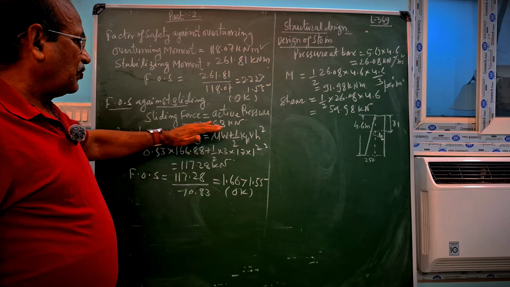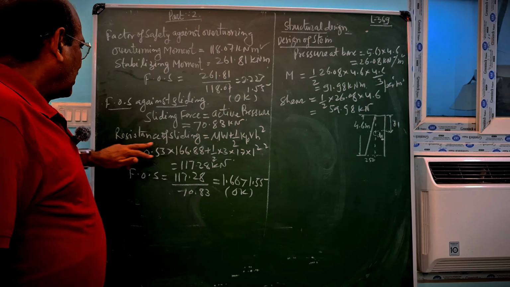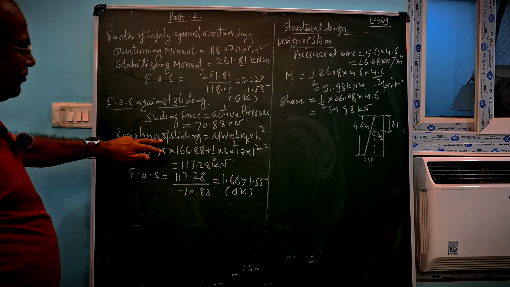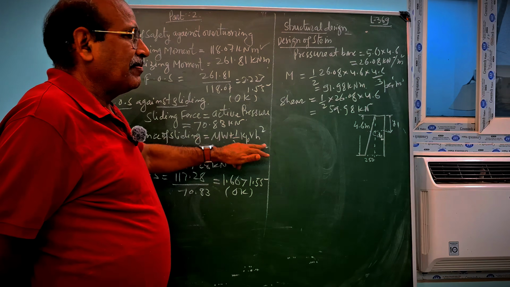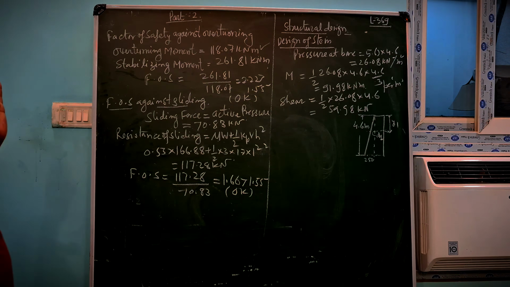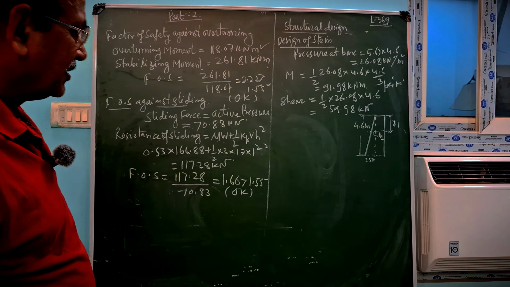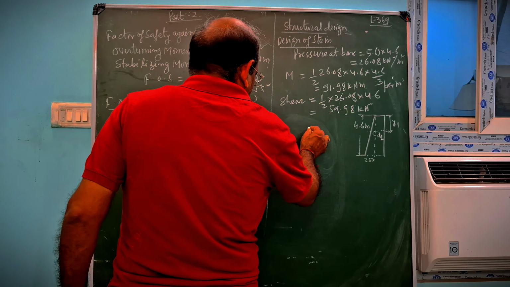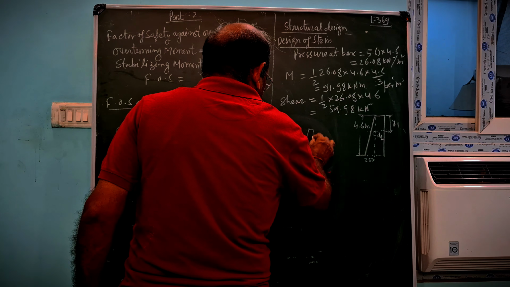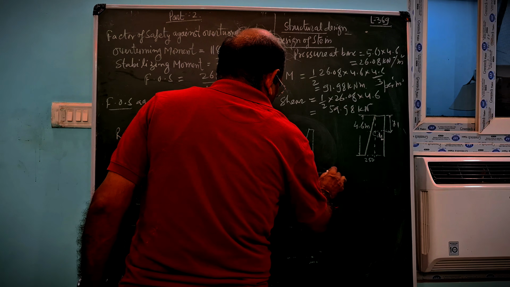Sliding force equals active pressure. Active pressure is P, that is 70.83 kN. And what is the resistance to sliding? Mu W plus half Kp gamma H square. H square, because on the back side of the wall, which is slant, there is this type of thing. If your T-beam is in this way, this is your T-beam.